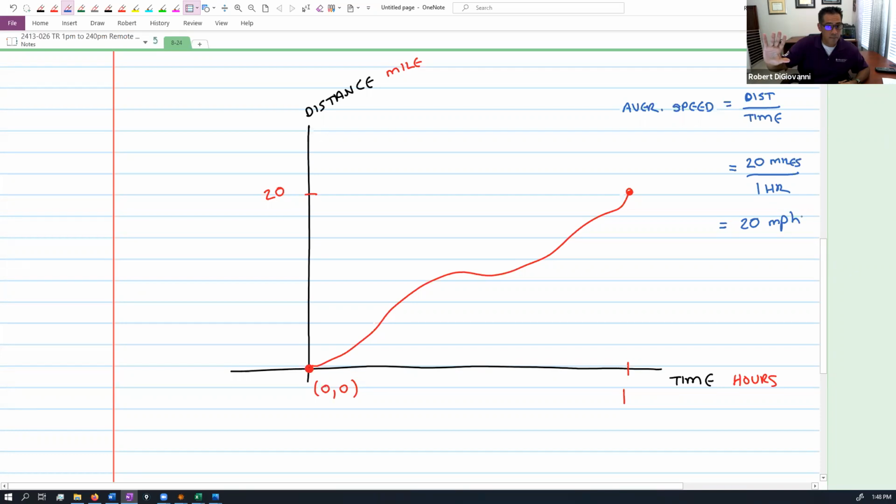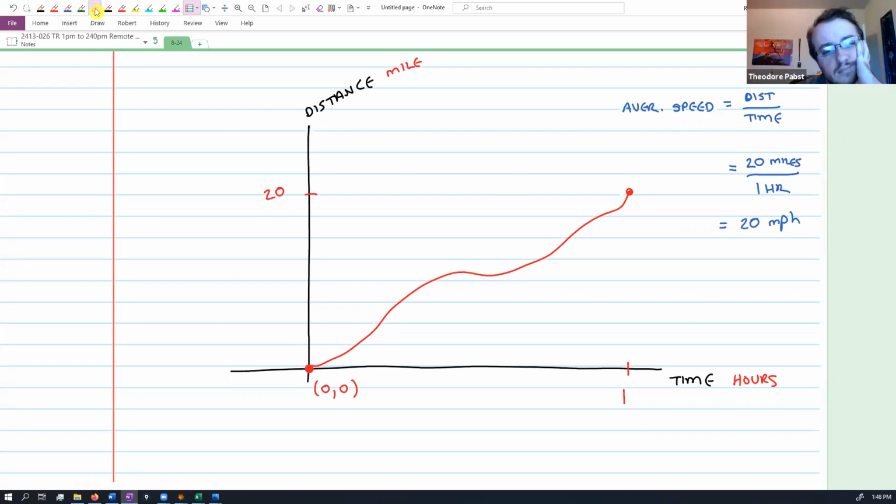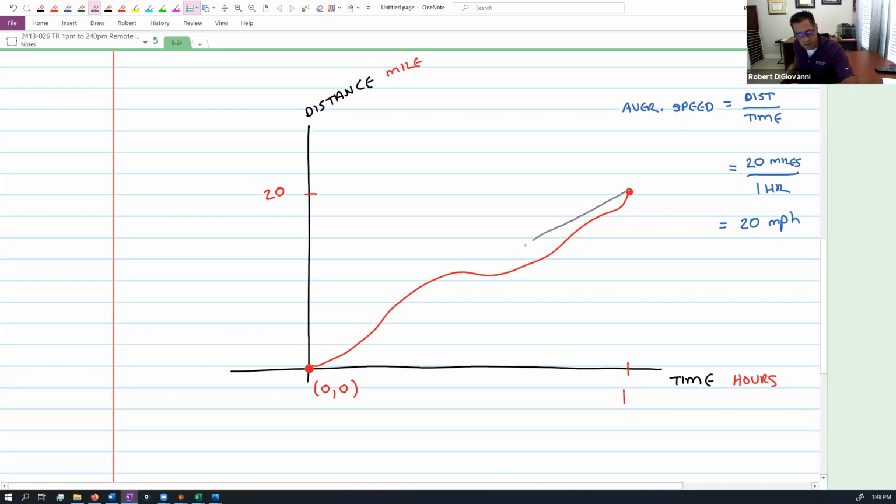Now, geometrically, you may not have realized this before, but that average speed is actually just the slope of the line connecting the two endpoints. Because think about what this is. From here to here, that's your rise, isn't it? Which for us would be 20, because you went from 0 to 20. And then this distance here would be your run, and that would be 1 hour.